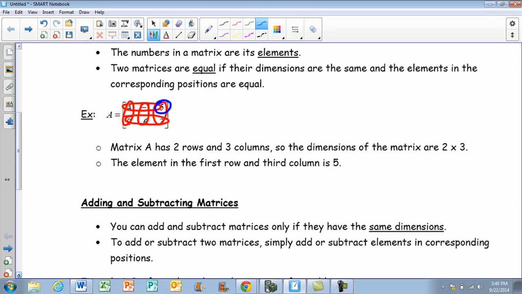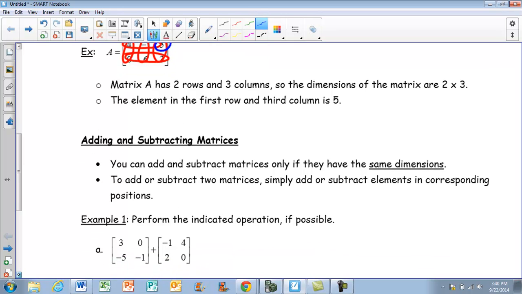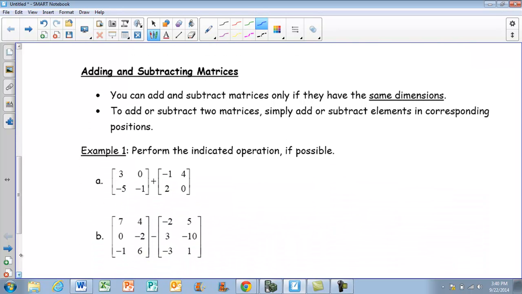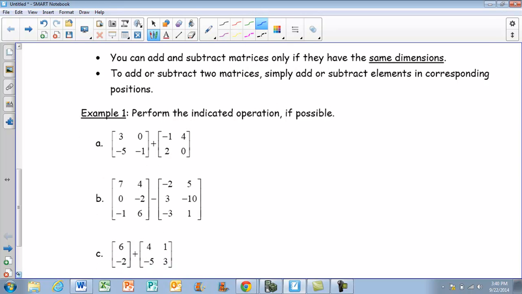So if we take a look at our first section, we're going to be adding and subtracting matrices. One key thing we need to remember here is you always need to make sure that the dimensions are the same. In our first example, I have a 2 by 2 because I have 2 rows and 2 columns. Same thing for the second one. So I can go ahead and add these together.